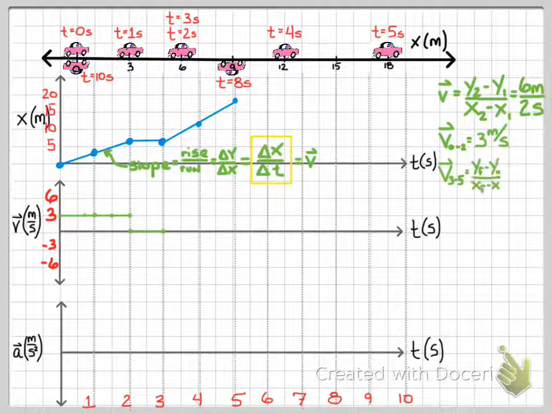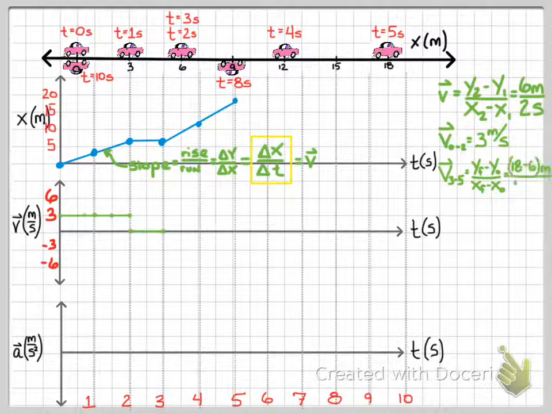Okay, so the velocity from time 3 to 5 seconds will be the next thing that we look at. We can find that by finding the slope of the position versus time line segment from 3 to 5 seconds. I'm using slightly different notation in this case. Instead of 2 minus 1, I'm using final minus initial. So I'm simply saying y final minus y initial for that time interval over x final minus x initial.